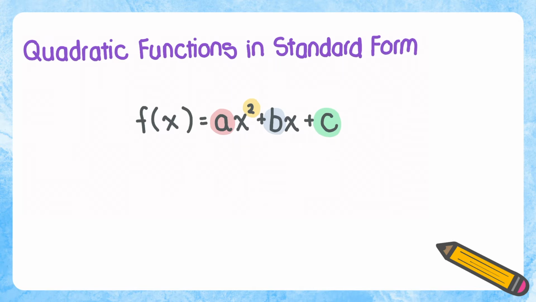These a, b, and c values are going to be numbers. We just don't know what they are yet. It depends on the function. So again, a, b, and c are unknown values.